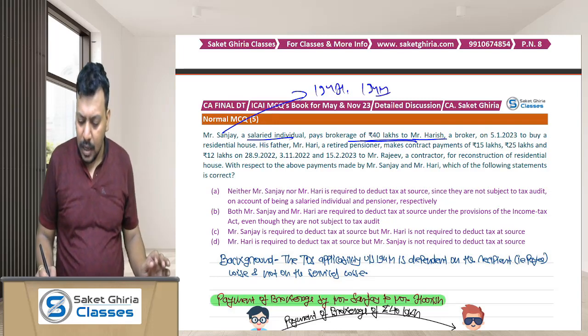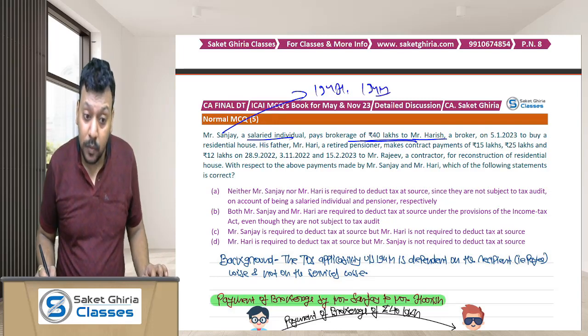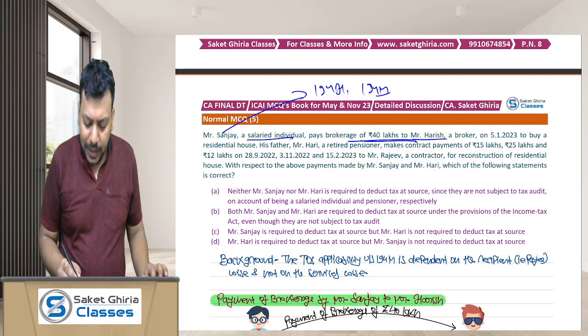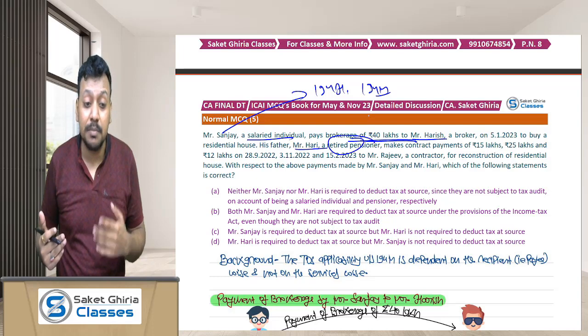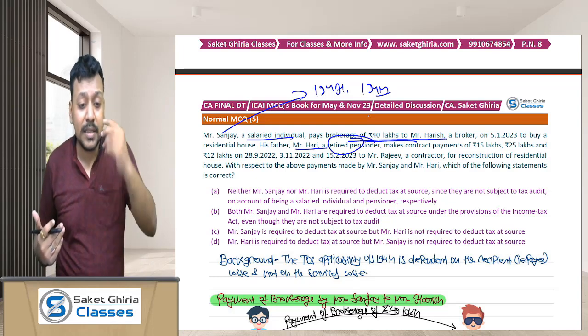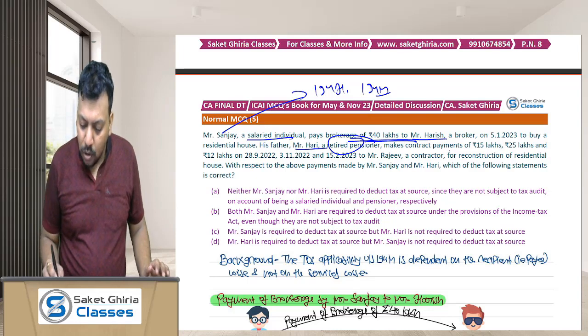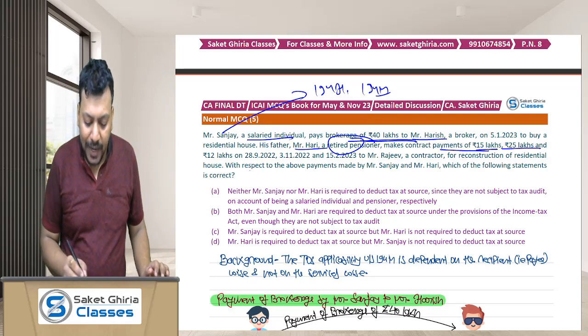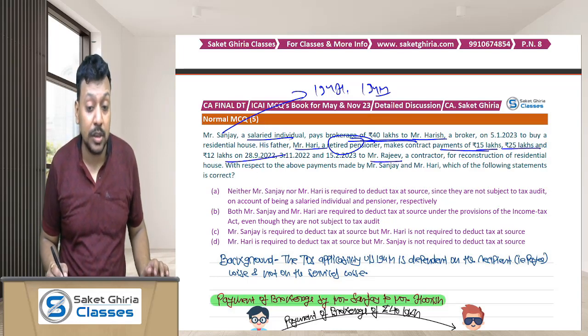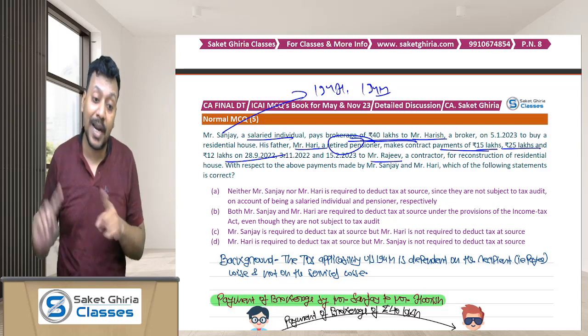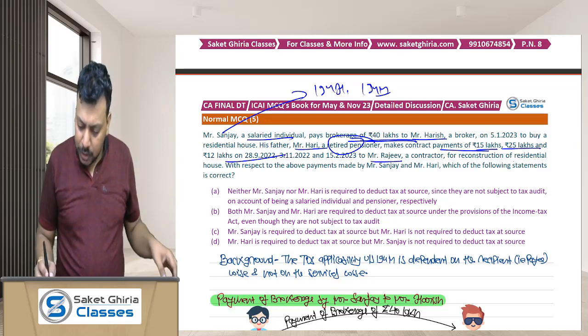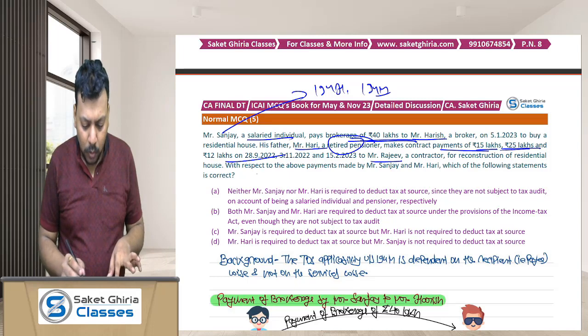Okay, but sir, the story is not over yet. Also, Mr. Hari, his father, a retired pensioner. What it indicates is that Mr. Hari is not engaged in any business or profession. As he is not engaged in any business or profession, okay sir, read further. Makes contract payment of 15 lakh, 25 lakh and 12 lakh to Mr. Rajiv. Mr. Hari is making contract payment to Mr. Rajiv, and the cumulative payment I think is rupees 52 lakh.